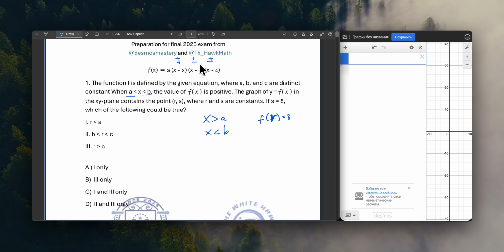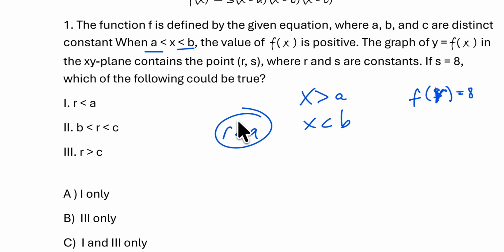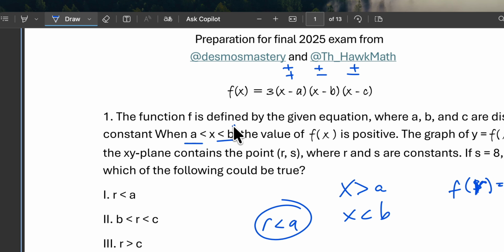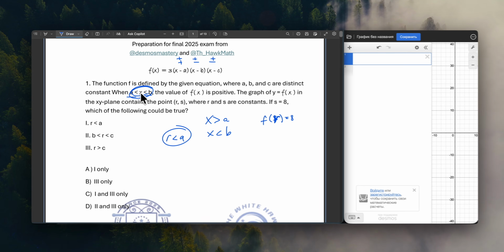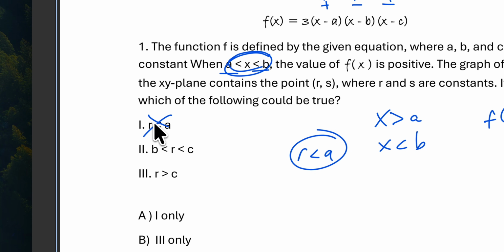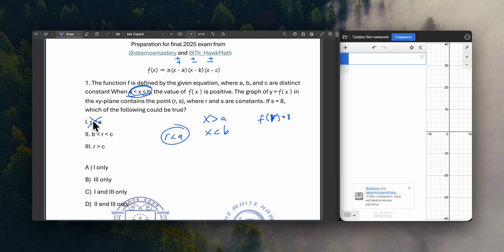So to answer the question, we need to review every step, like r is less than a. If r is less than a, it cannot be, because we have x between a and b. So how can the point r, which gives us a positive value, be between a and b and simultaneously be less than a? It's nonsense. That's why the first statement is false. The next one, r between b and c.